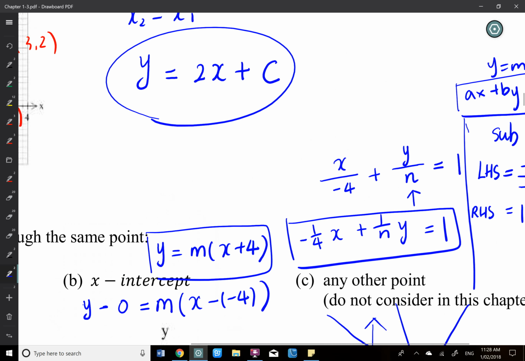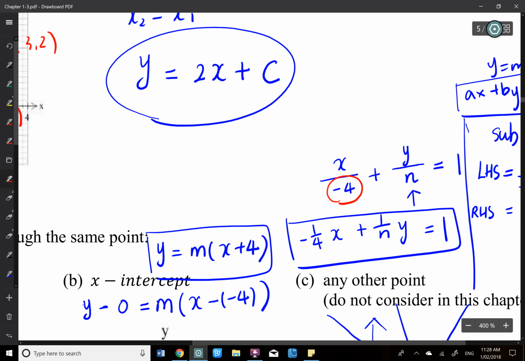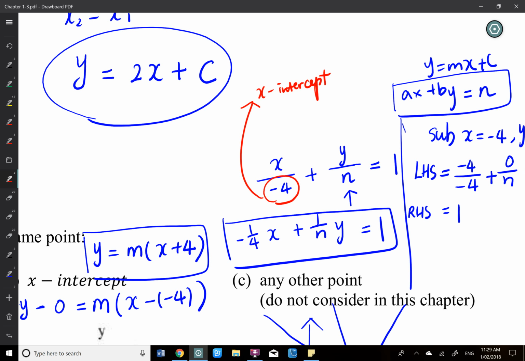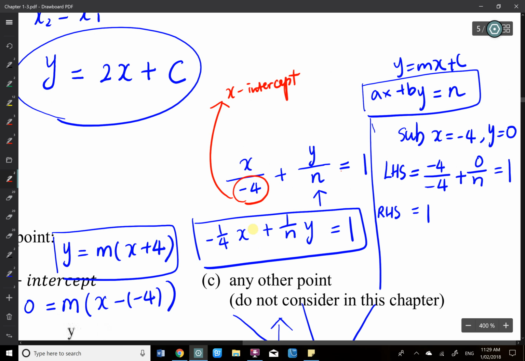So it's not always -4 here. This is the x-intercept. Whatever the x-intercept is, you put it below the x. So x divided by the x-intercept plus y divided by n. n is just a value you can change. If you change n, you rotate the graph. That's the n value, and this one is a fixed value.